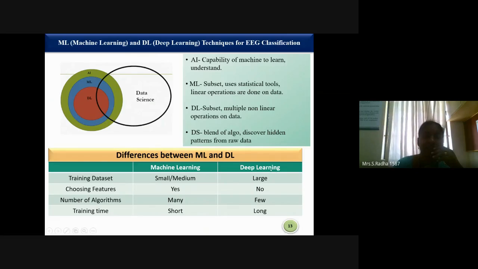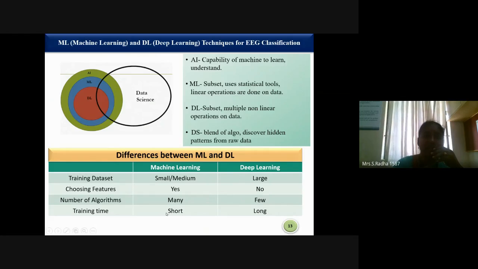For applying deep learning, the input data should be very large. For a small input data, we can apply machine learning. Feature extraction is required in machine learning. It is not required in deep learning. The number of algorithms is many in machine learning. Very few algorithms are there in deep learning. CNN, convolution neural network, we are going to use. That is a deep learning algorithm. Okay. Training time.